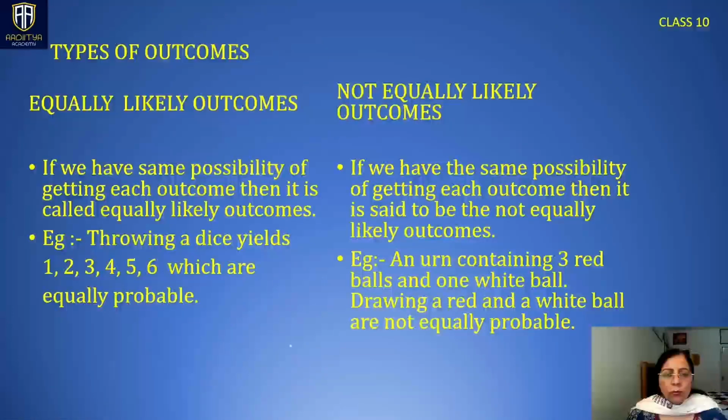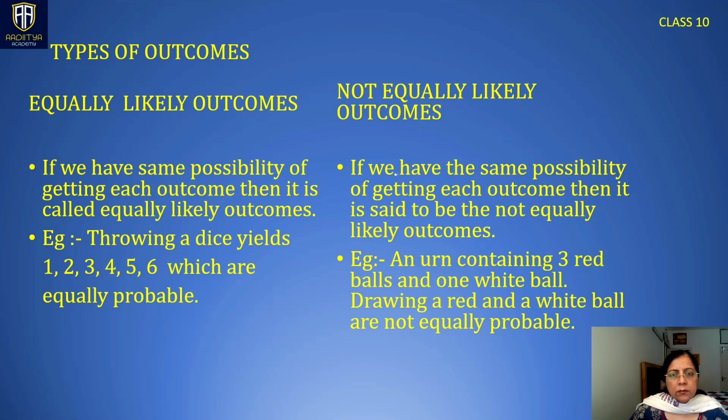Next, when we perform experiments, we are bound to have a few outcomes. Now these are the types of outcomes. The first one is equally likely outcomes and the other one is not equally likely outcomes. Now what is the difference between them? If we have the same possibility of getting each outcome, then it is called equally likely outcomes.